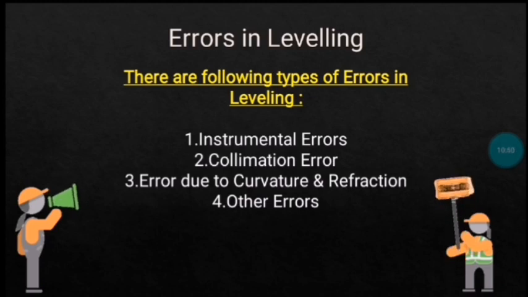The fourth is other sources of errors in leveling. First is incorrect setting up of instrument. Second is movement of staff from position when changing level station. We measure our distances and they should be equal in order for our survey to be accurate.